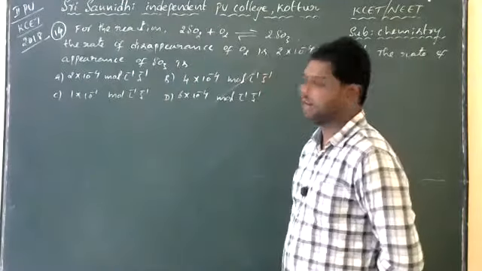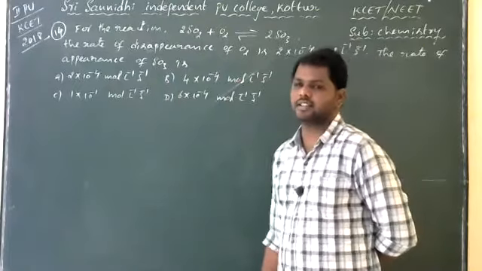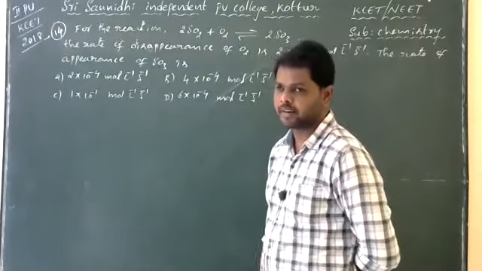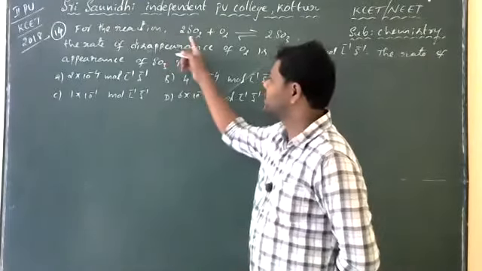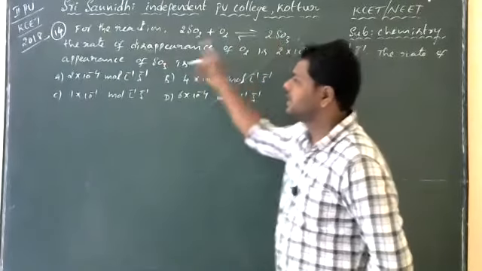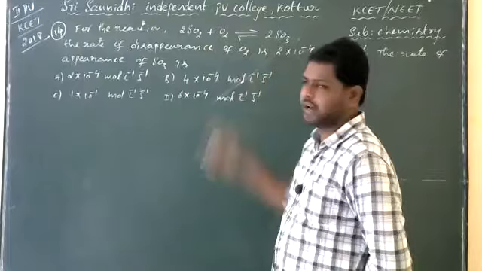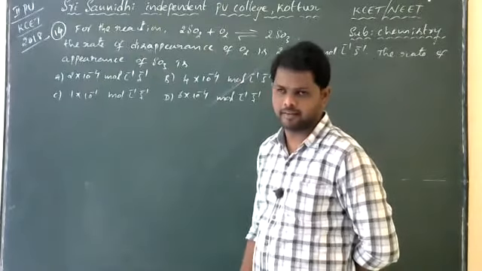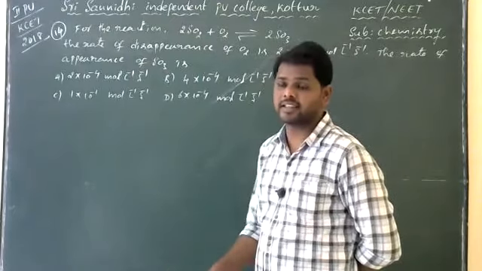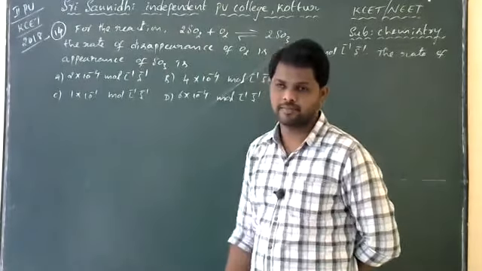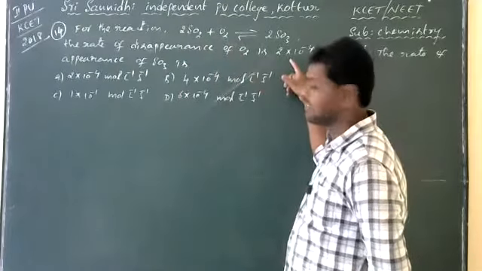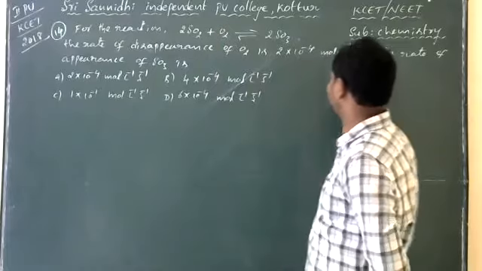This was given in 2018, and if related questions are asked in your future exams, you have to know how to solve this type of question. For the reaction 2SO2 plus O2 gives 2SO3, the reactant concentration is disappearing while the reaction goes on, that means the concentration of reactant is decreasing. At the same time, the concentration of the products is increasing. The rate of disappearance of O2 is 2 into 10 power minus 4 mole per liter per second.